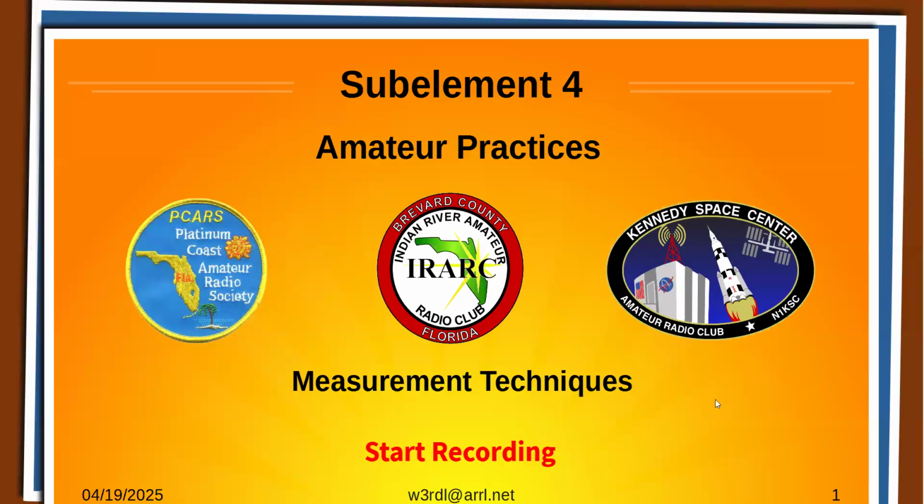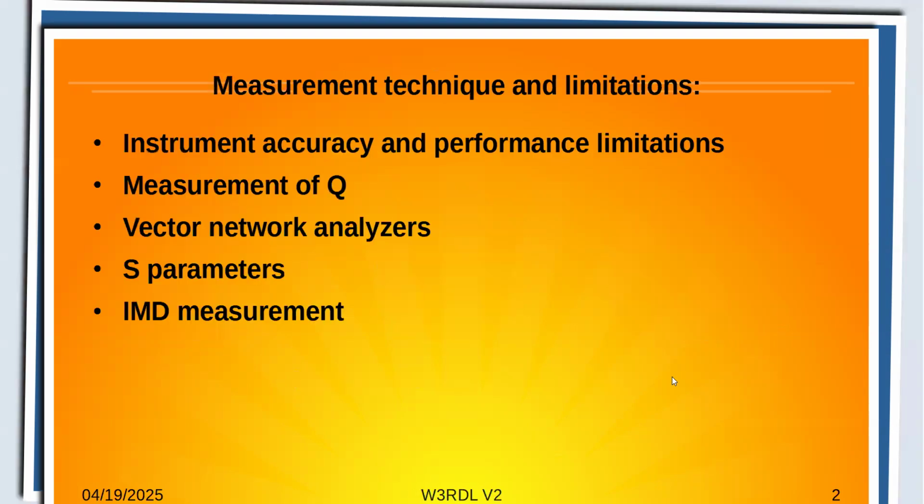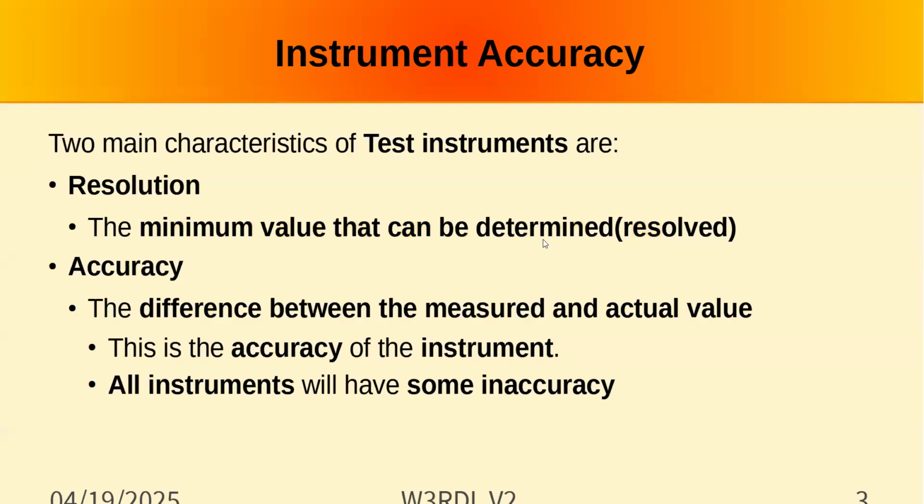Okay, so we'll talk a little more about measurement techniques, get into some nastier stuff. A little on instrument accuracy and the performance limitations, measuring Q, vector network analyzers again, and the S parameters, which is what you're actually using, and some IMD measurements.